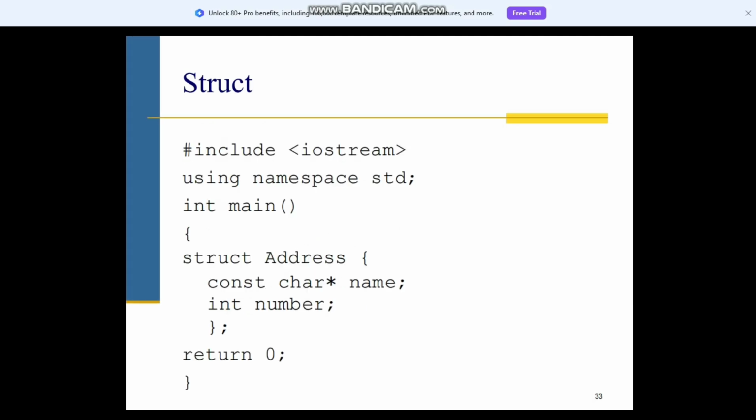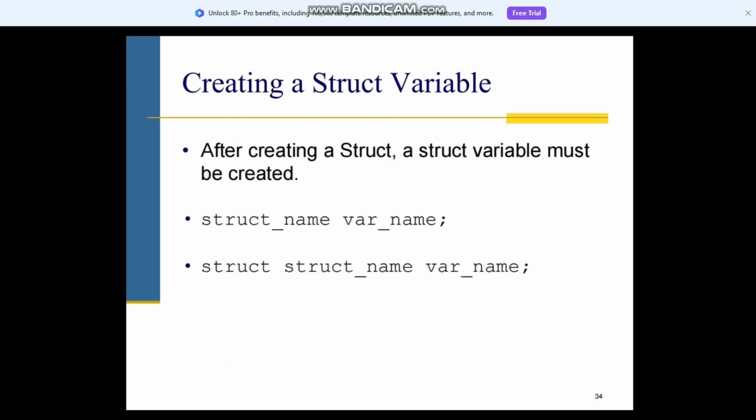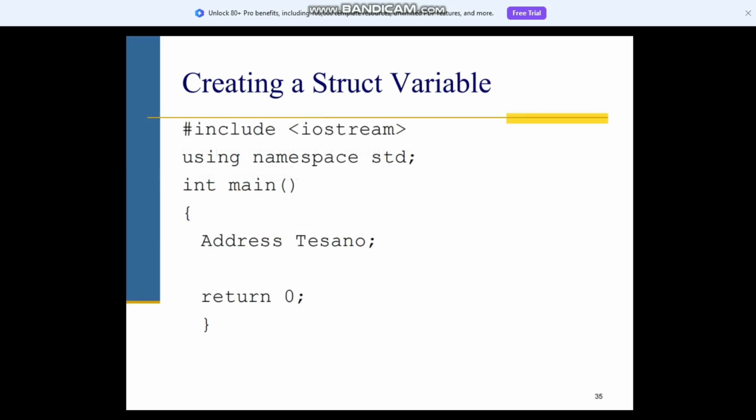Then, creating a struct variable. After creating a struct, a struct variable must be created. So here it is: struct_name variable_name. So here's an example of creating a struct variable.